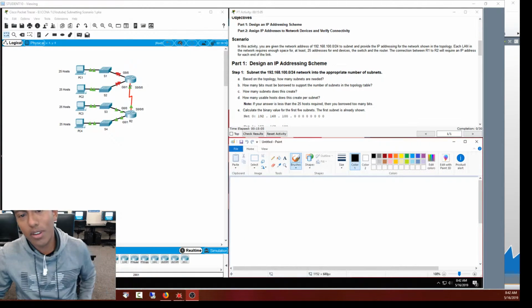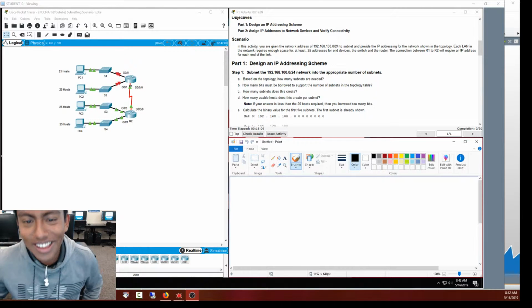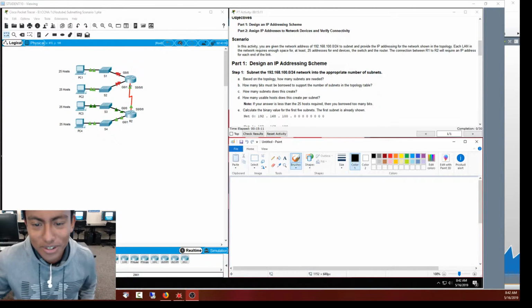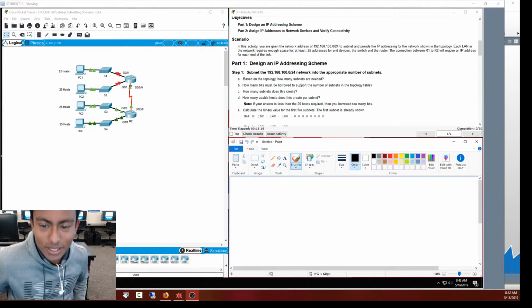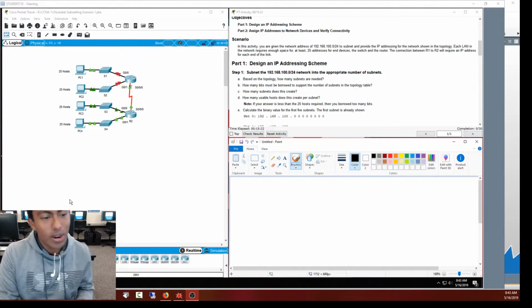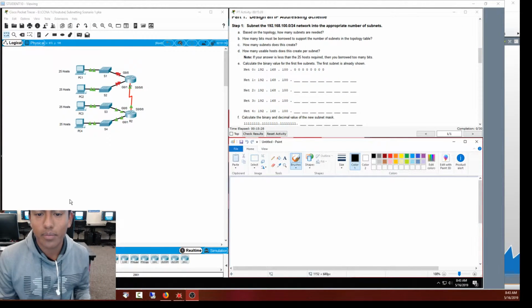So for today I'm going to be doing a basic subnetting scenario. To start off, I'm going to be subnetting 192.168.100.0 with the /24 subnet into 4 different separate subnets, with each requiring 25 hosts minimum.